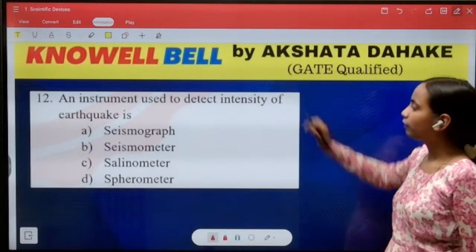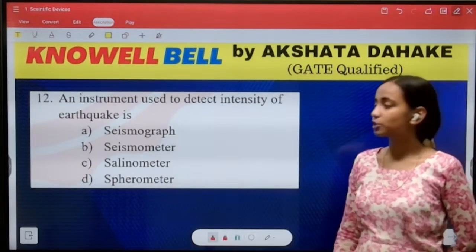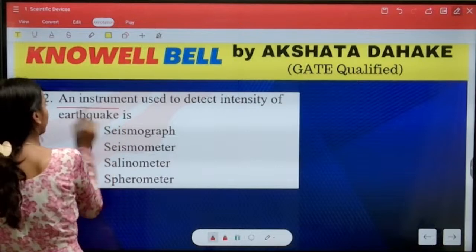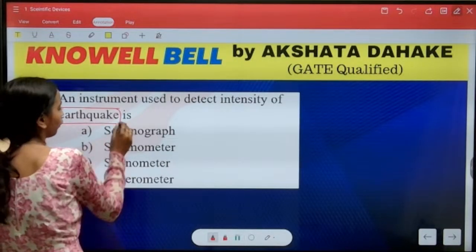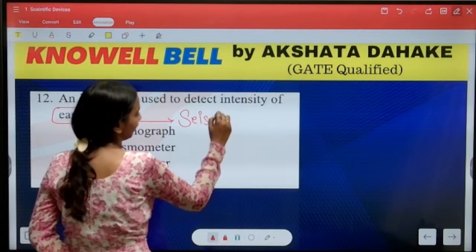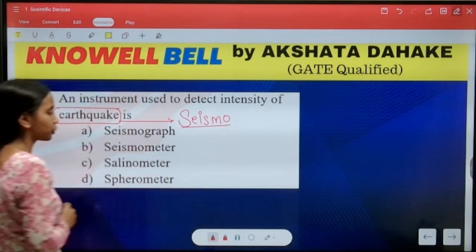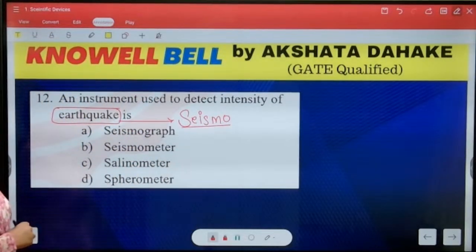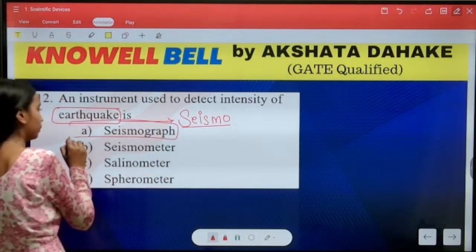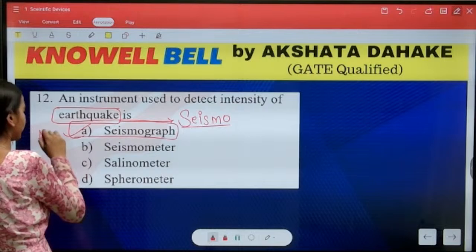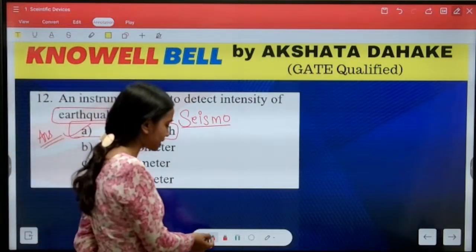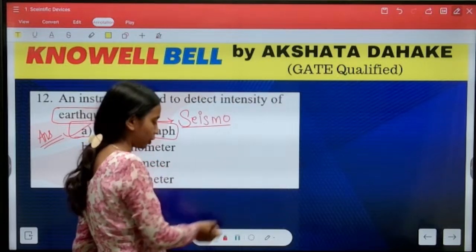Next is question number 12. An instrument used to detect intensity of earthquake. Which instrument is used to detect the intensity of earthquake? For earthquake, a very common word we use in English is seismo. So you have to keep it right. Seismograph. कौन सा device है जो हम use करते हैं? The device used to measure the intensity of earthquake is seismograph. With the help of seismograph, we measure the intensity of earthquake.